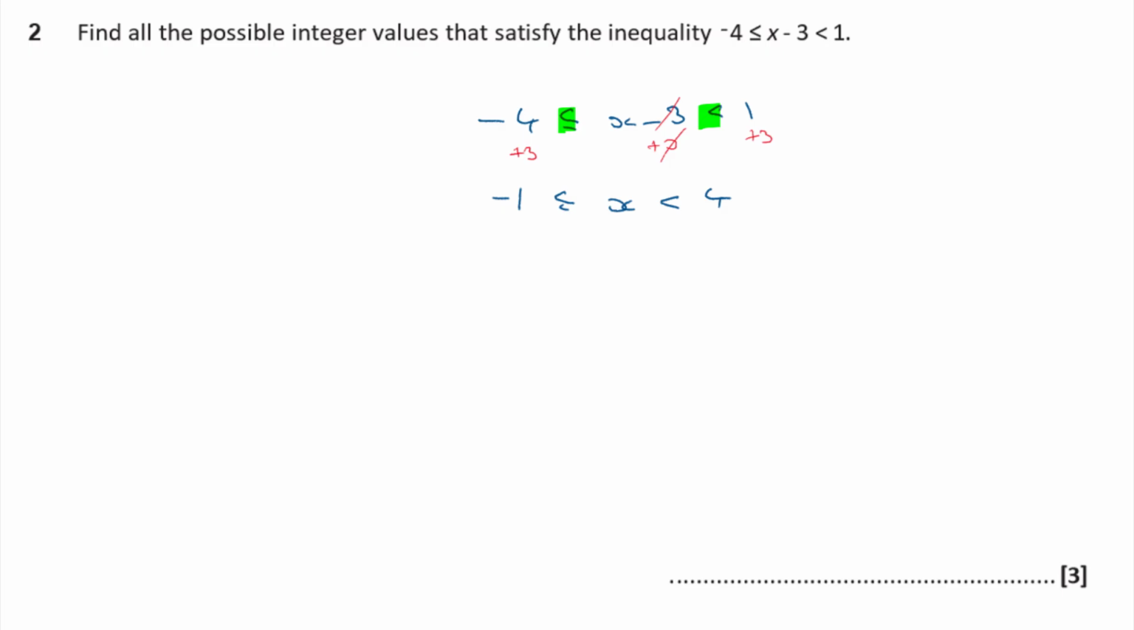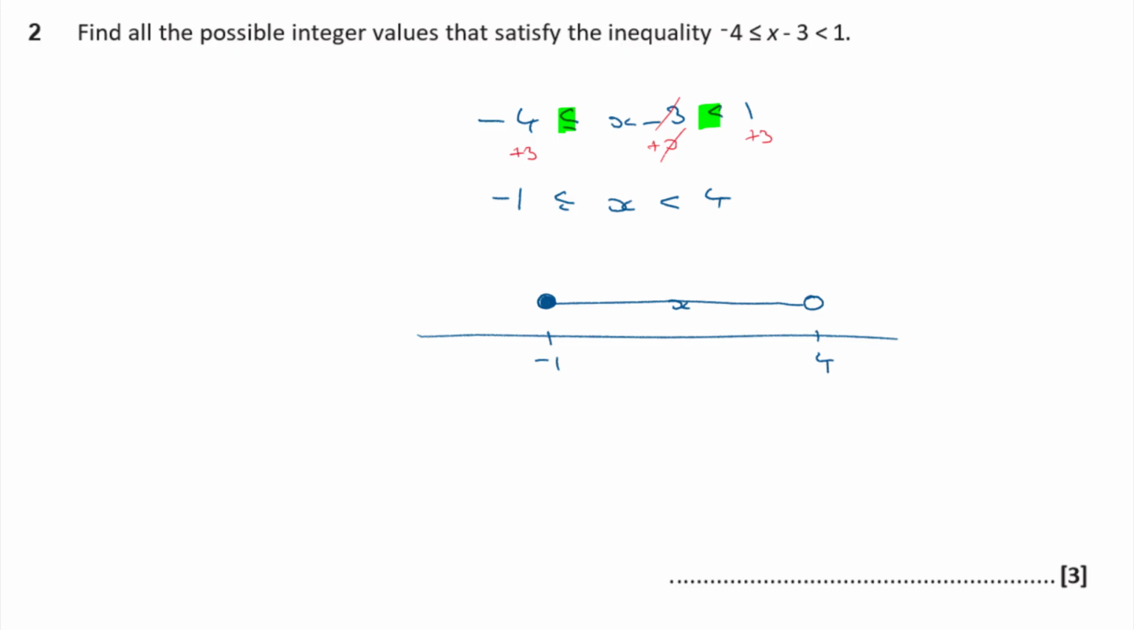Okay, so on a number line, if I had a number line like this, which was going from -1 up to 4, then x is going to be any value between those two endpoints, isn't it? Now it can be the left-hand limit because that is part of the range, but it can't be the right-hand limit because that's beyond, because x has to be strictly less than 4. Okay, so what are the integer values then that satisfy this?